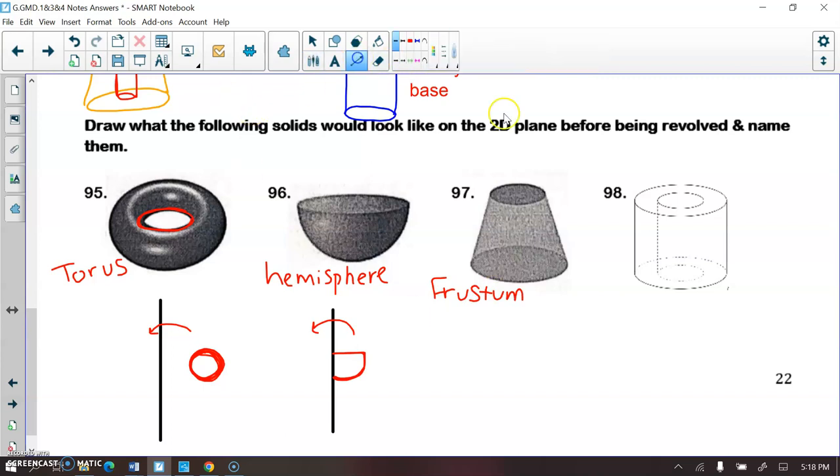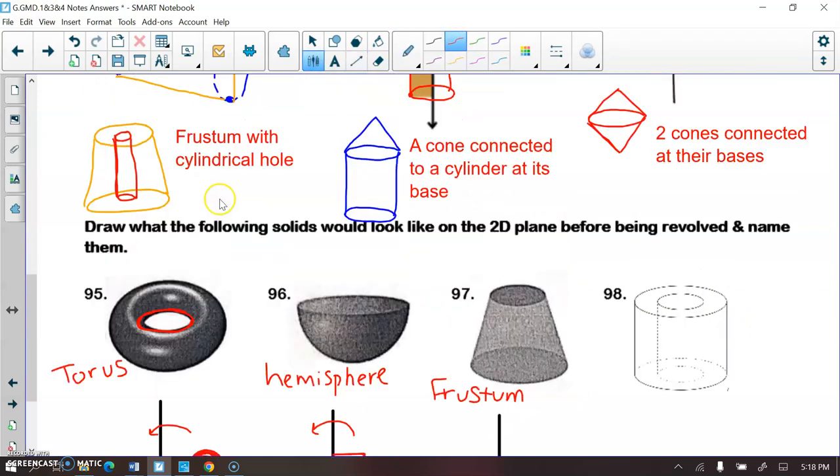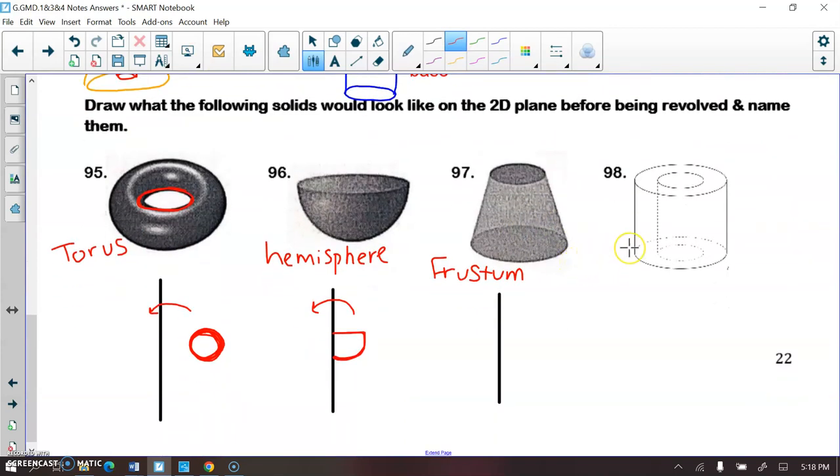A frustum is created by, and this frustum does not have a hole in the center like this one did up here. A frustum without a hole is created like this. And then we rotate every point around the line this way. And then lastly, this is a cylinder with a cylindrical hole.